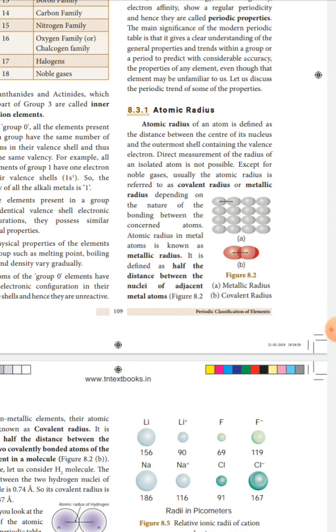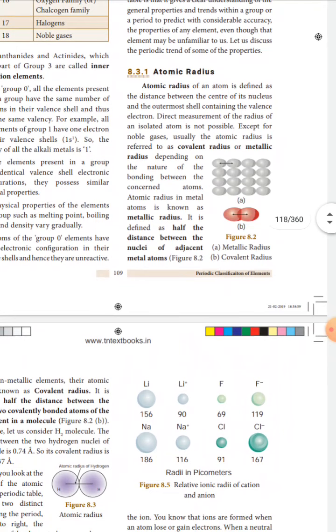So this is the simple definition, and we cannot measure the atomic radius directly for an isolated atom, except for noble gases like helium, neon, argon. And there are two types of atomic radius: one is called covalent radius and another one is metallic radius. This depends upon the nature of bonding between the concerned atoms.